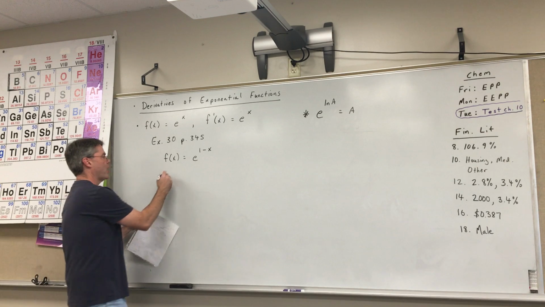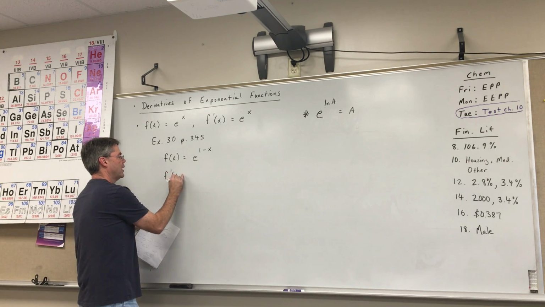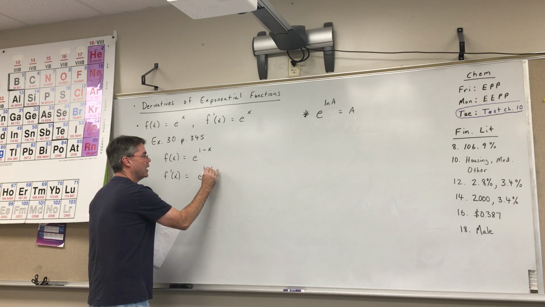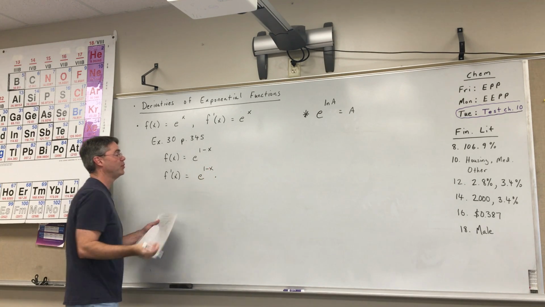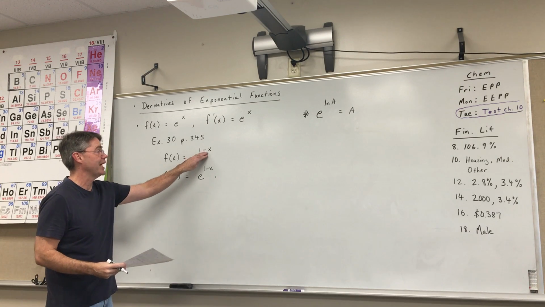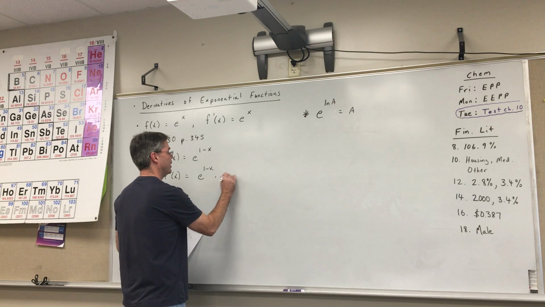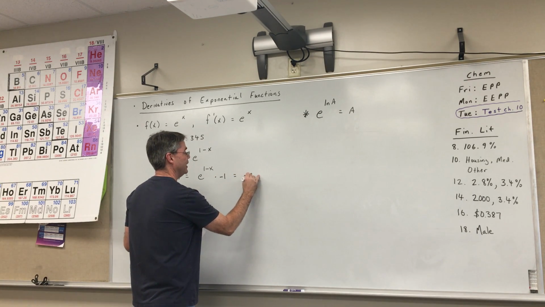All right, so f prime of x, the way you do it, is equal to e to the 1 minus x times the derivative of the blop. The blop in this case is just the exponent. The derivative of 1 minus x would be negative 1. So that's negative e to the 1 minus x.